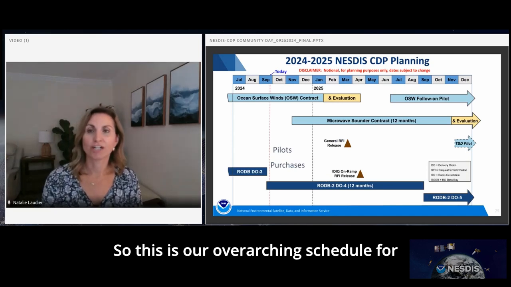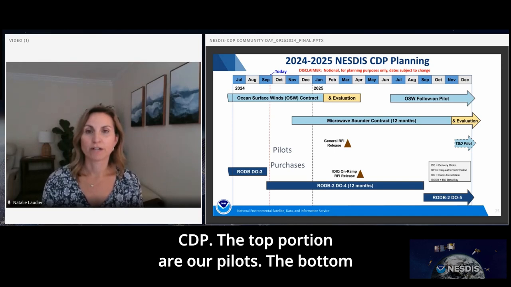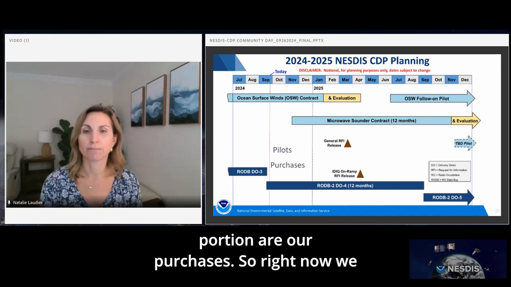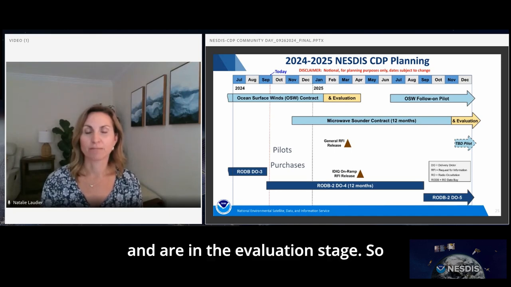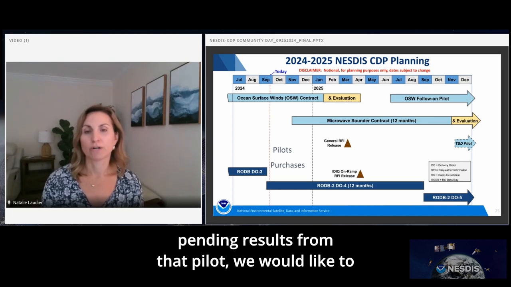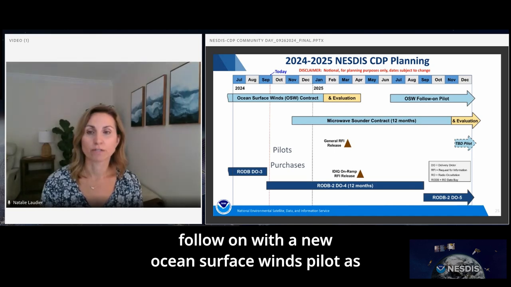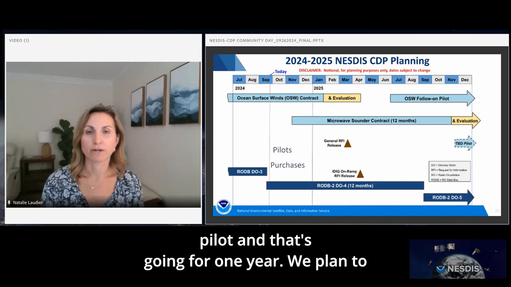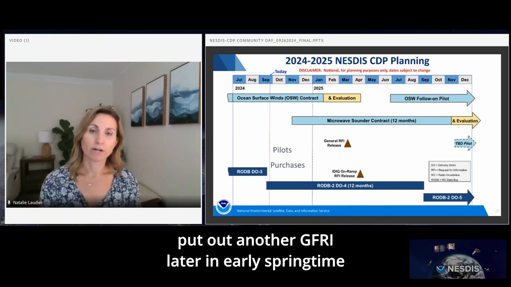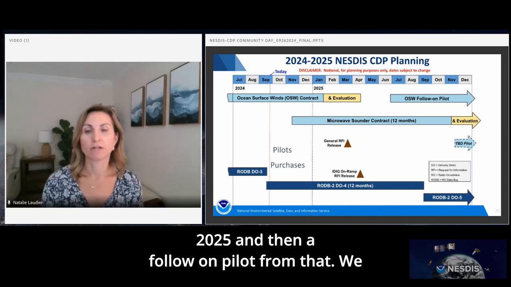So this is our overarching schedule for CDP. The top portion are our pilots, the bottom portion are our purchases. Right now we have this ongoing ocean surface winds contract and are in the evaluation stage. Pending results from that pilot, we would like to follow on with a new ocean surface winds pilot as well. The next one is our microwave sounder pilot, and that's going for 1 year. We plan to put out another RFI later in or early springtime 2025, and then a follow-on pilot from that.